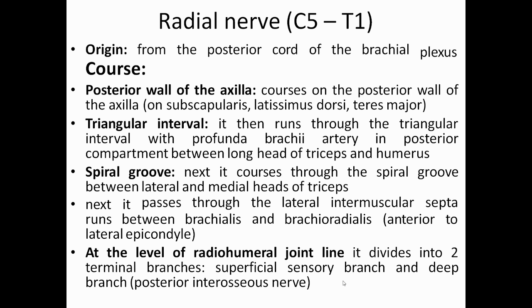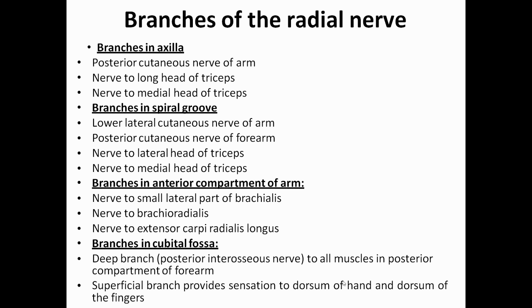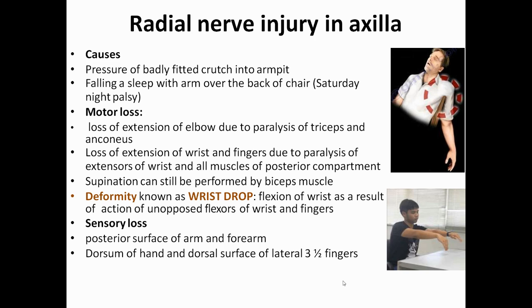We will see the clinical anatomy of the radial nerve. Radial nerve injury in the axilla is caused by pressure of a badly fitted crutch into the armpit and by falling asleep with the arm over the back of a chair. Motor loss: there is loss of extension of the elbow due to paralysis of triceps and anconeus, and loss of extension of the wrist and fingers due to paralysis of the extensors of the wrist and all muscles of the posterior compartment, and supination can still be performed by the biceps muscle.